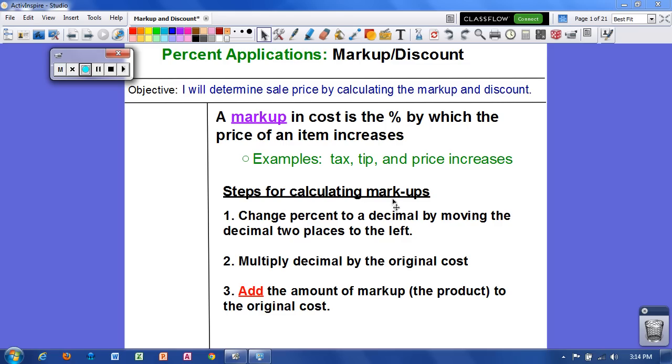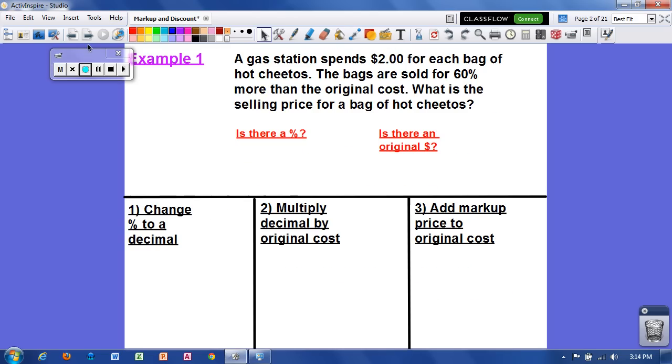So whenever you're calculating a markup, you're going to change the markup percent to a decimal by moving the decimal 2 places to the left, because we paddle to the left. You're going to multiply that decimal by the original cost. That's going to give you your markup amount. And then you're going to add that amount of markup to the original cost. So let's go ahead and do that together.